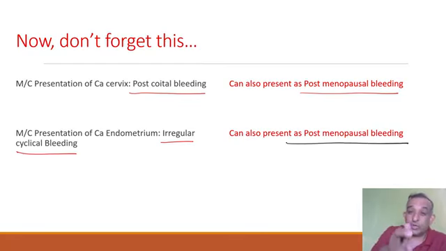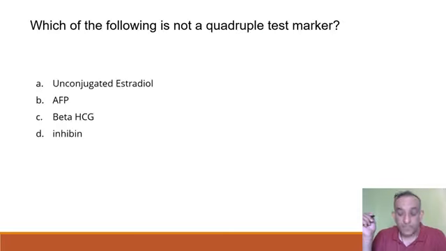Okay, so I taught you just now what are the causes of postmenopausal bleeding. Now, what is the presentation of CA cervix? Postcoital bleeding and postmenopausal bleeding. What is the presentation of CA endometrium? Irregular acyclic bleeding and also postmenopausal.